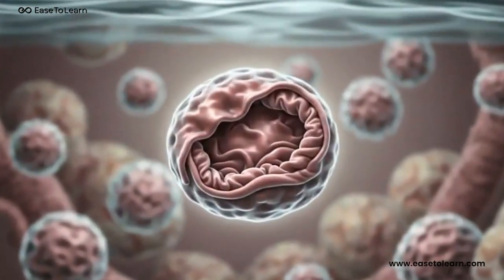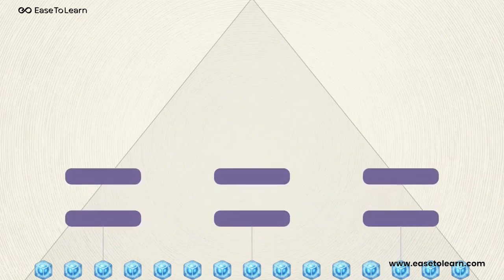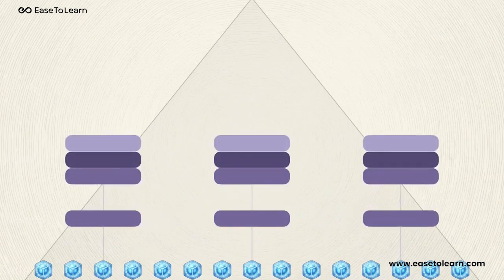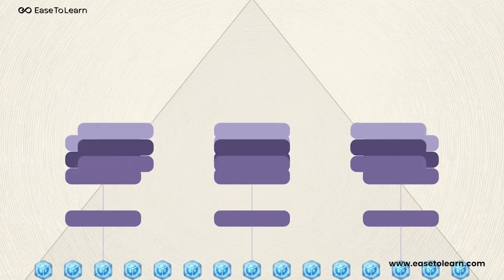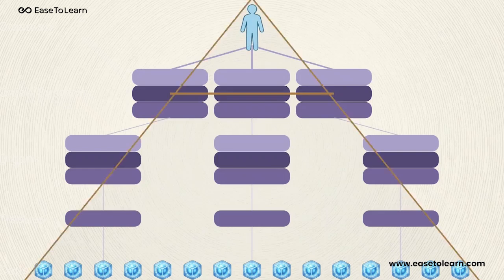Take a look at this diagram. It shows exactly how a body is constructed. We start at the bottom with individual cells. When you group a bunch of similar cells together, they form a tissue. Stack those tissues, and they build an organ like your heart or your lungs. Group those organs together into an organ system, and you eventually build a complete living organism.